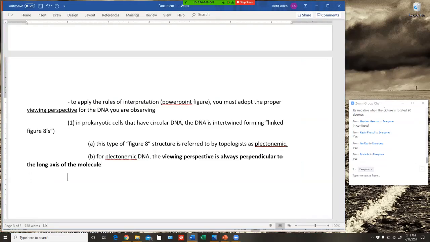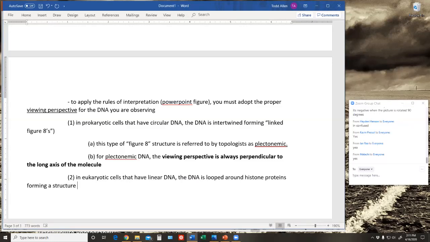Okay. So now we have solved the mystery of why on the PowerPoint graphic that I've been showing you, the supercoil is actually negative instead of positive. It all has to do with interpreting the proper viewing perspective to apply the rules. And just for completion of your notes, in eukaryotic cells that have linear chromosomes, so linear DNA, the DNA is looped around the histone proteins forming a structure that looks like a bunch of linked beads.